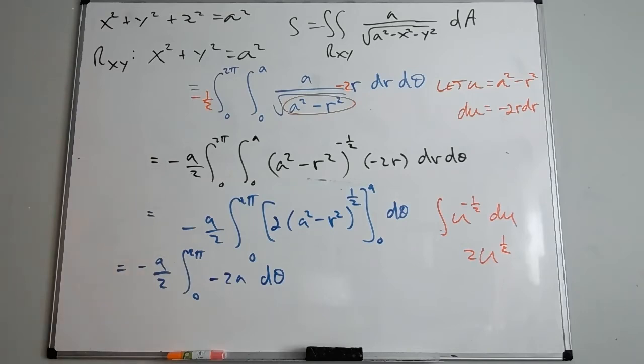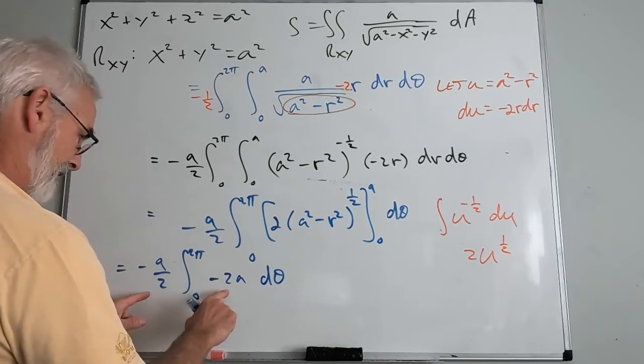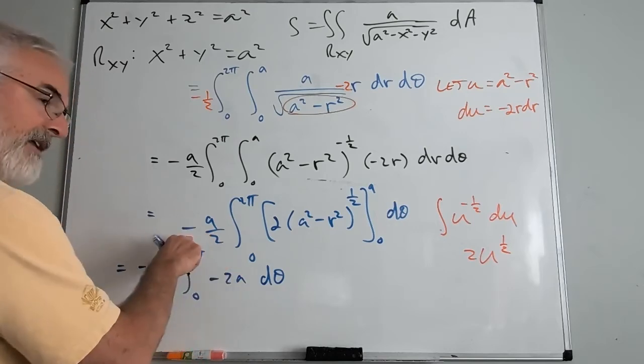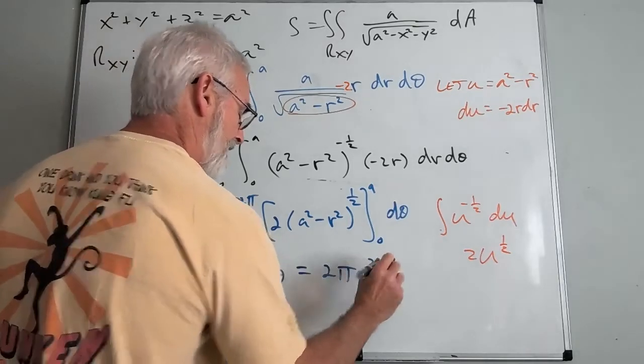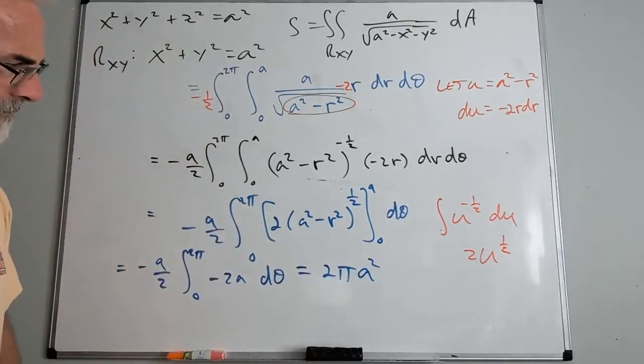Is that right? Did I miss anything? Yeah, that's a squared. Make sure I didn't lose anything. That's a squared. And now I'm going to multiply that by 2 pi. So this is 2 pi a squared. That's kind of an odd answer.